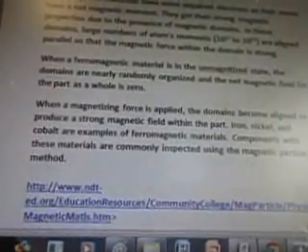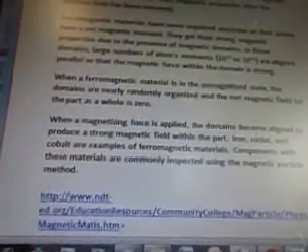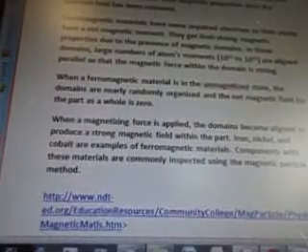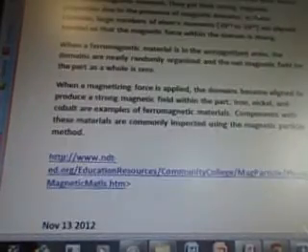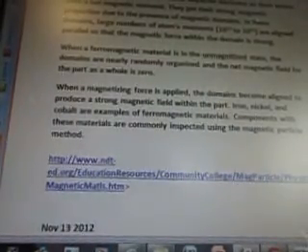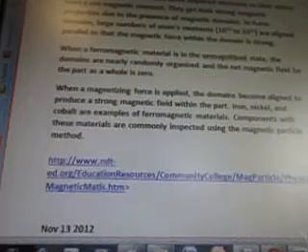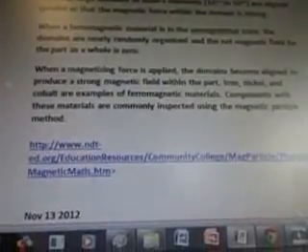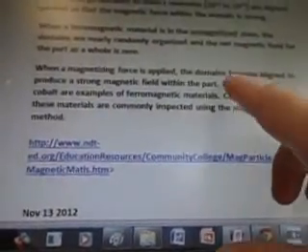When a ferromagnetic material is in the unmagnetized state, the domains are nearly randomly organized and the net magnetic field for the part as a whole is 0. When a magnetizing force is applied, the domains become aligned to produce a strong magnetic field within the part. Iron, nickel, and cobalt are examples of ferromagnetic materials. Again, let me stop here. I have formulas for iron, nickel, and cobalt that are mentioned in the WOW videos, lines 17 to 22. Components with these materials are commonly inspected using the magnetic particle method.